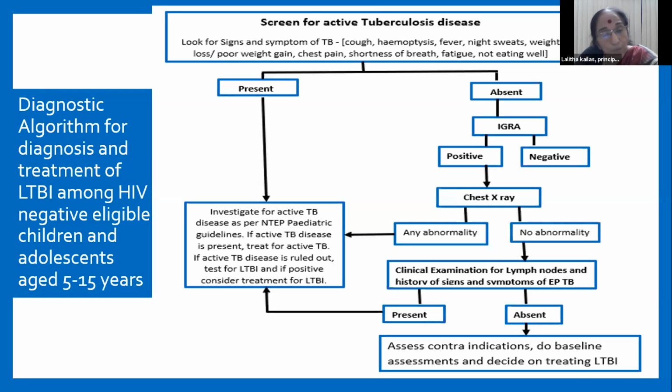And then of course, we have to do a clinical examination for the lymph nodes and ask for a history of signs of extrapulmonary tuberculosis. If there is nothing, then find out whether there is any contraindication, do a baseline assessment, and then decide on treating the latent tuberculosis infection with INH and rifampicin. I think that's all.